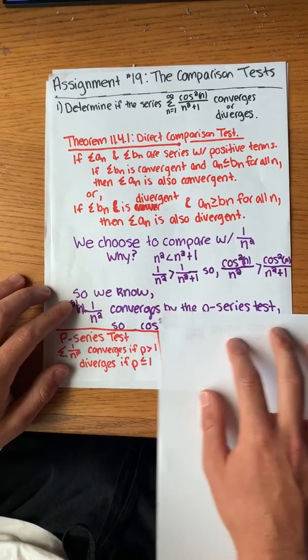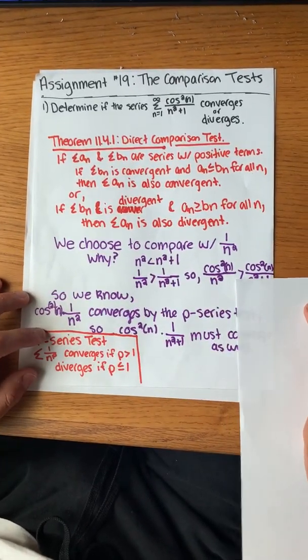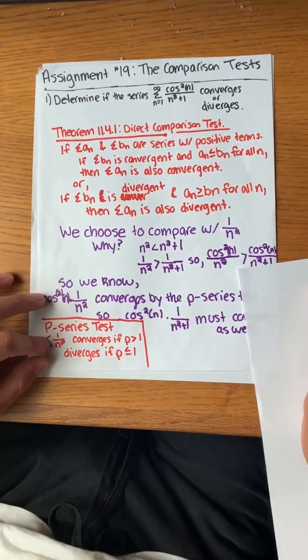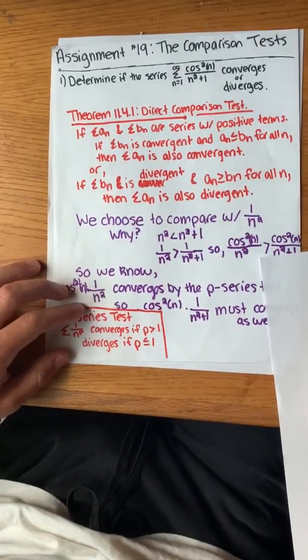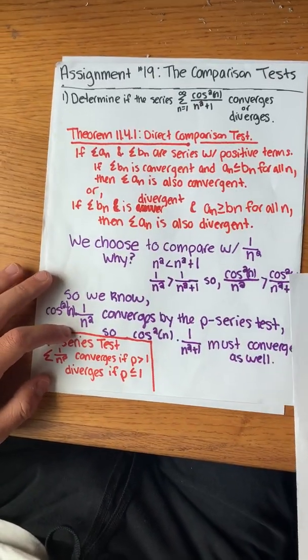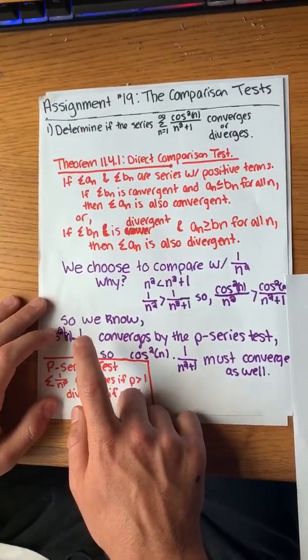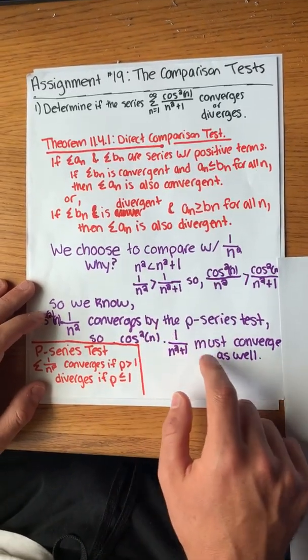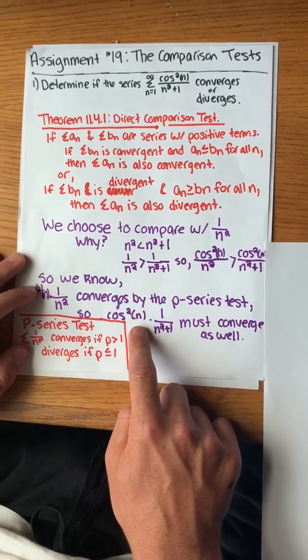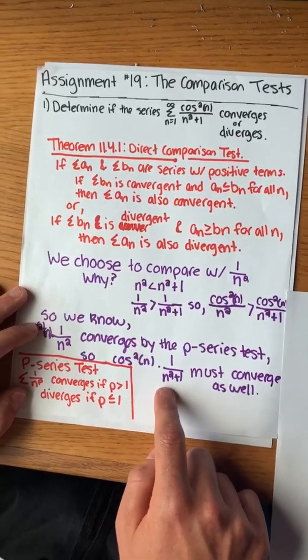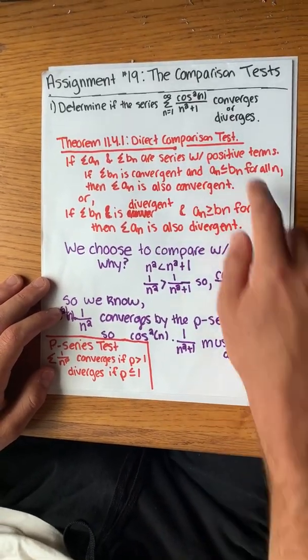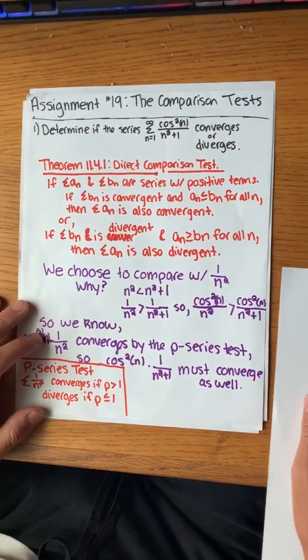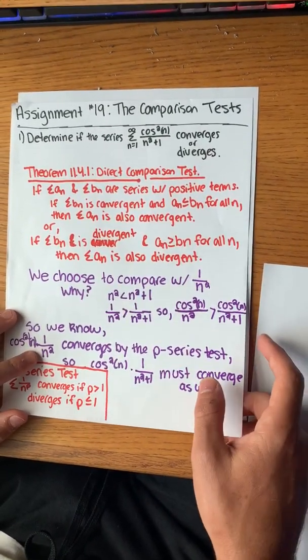So we know that if you pull the cosine squared of n out, times 1 over n squared converges by the p-series test. We look at the p-series test in review, which is if the series of 1 over n to the p converges if p is greater than 1 and diverges if p is equal to or less than 1, and our p-value is 2. So we know that this converges by the p-series test. So cosine squared of n times 1 over n squared plus 1 must converge as well, which is exactly the same as our function at the top. So in conclusion, it has to converge as well.